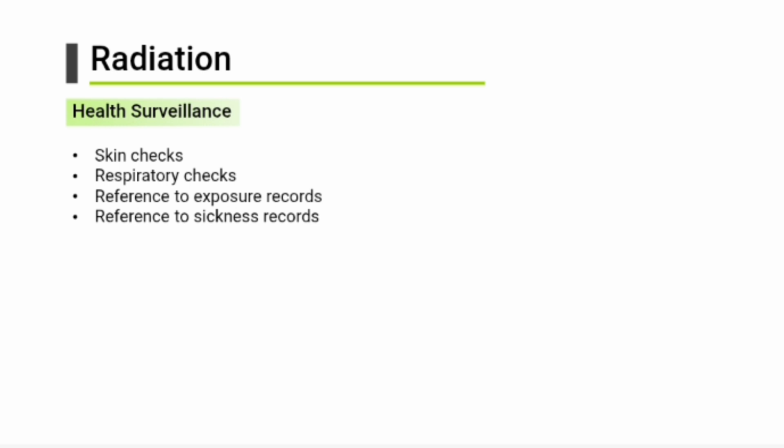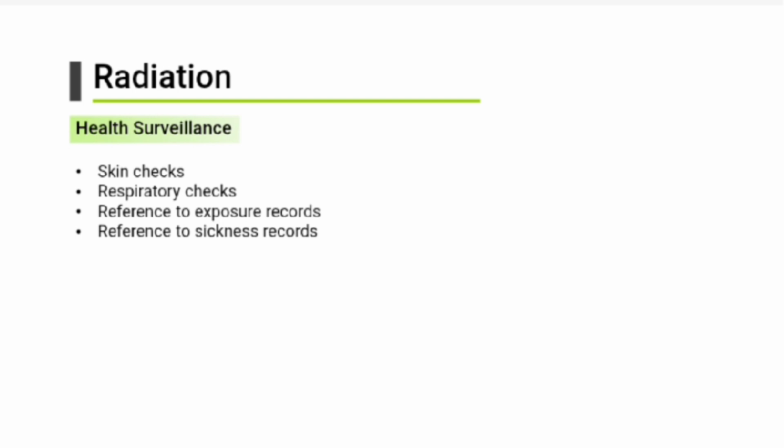The health surveillance process includes a thorough reference to exposure records, providing a comprehensive overview of an individual's history of exposure to radiation sources. Additionally, referencing sickness records helps track any health issues or symptoms that may be related to radiation exposure, enabling timely intervention and appropriate medical attention. Through systematic health surveillance measures, organizations can actively manage and address potential health risks associated with radiation exposure, promoting a safer working environment.